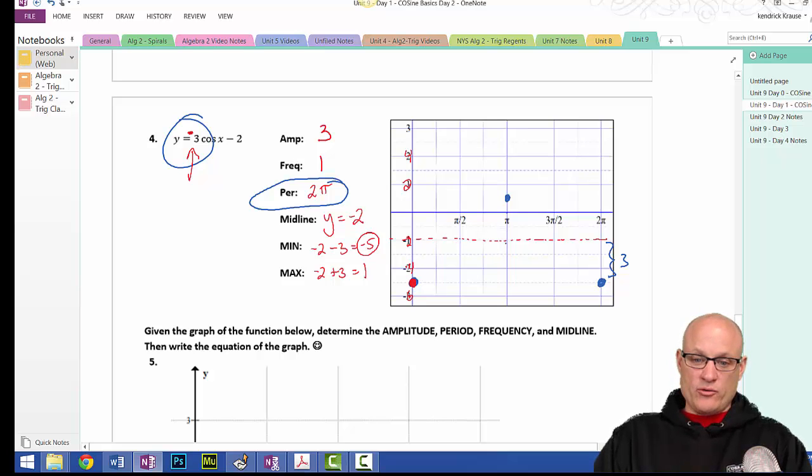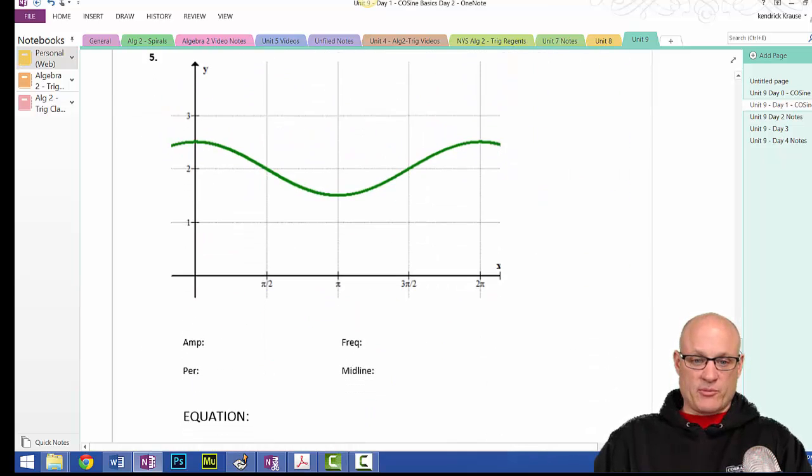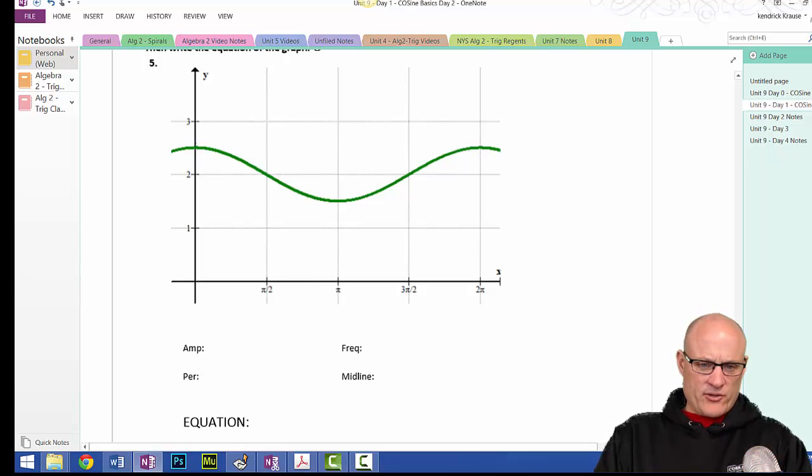In between those will be zeros. So in this case, it's going to look like this. Gorgeous. All right. On these, let's see if we can label some things. My amplitude, let's find the midline. There's the maximum. There's the minimum. Here's my midline.